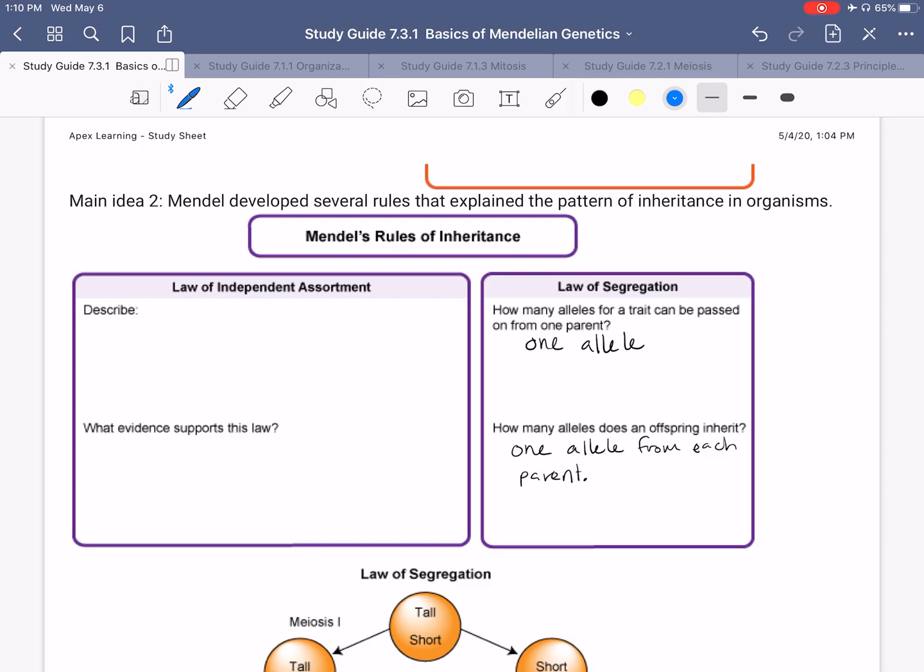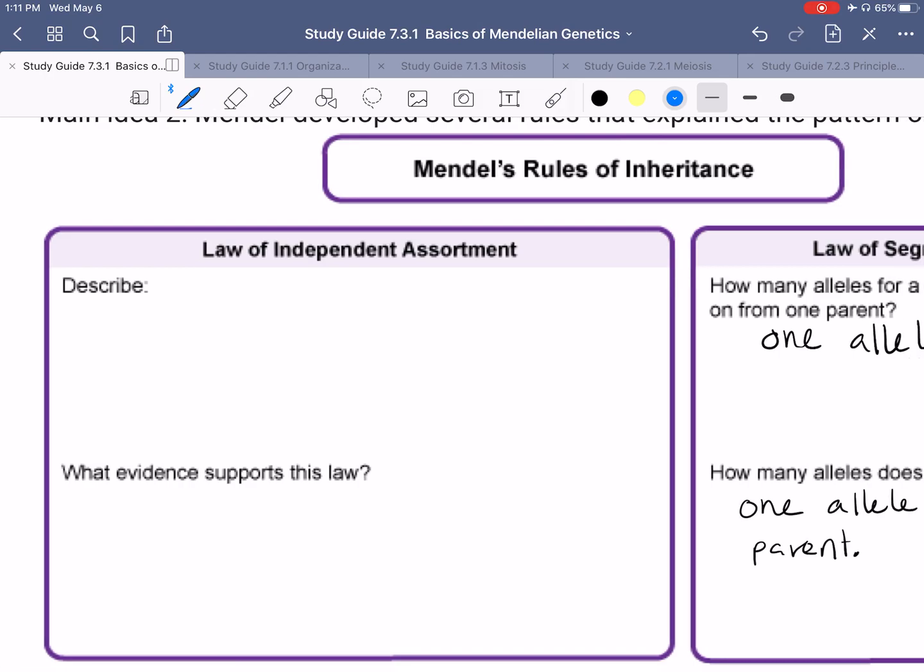So different traits are actually passed independently of one another. To find an answer to this question, Mendel conducted experiments called dihybrid crosses, in which he followed 2 traits. Mendel crossed a plant with round yellow seeds and one that had wrinkled green seeds. All of the offspring had the dominant traits, round yellow seeds. Mendel then crossed these plants and found that a plant that had yellow seeds was not more likely to have round seeds. In other words, the plant was just as likely to have yellow wrinkled seeds as it was to have yellow round seeds. Color and seed shape were passed independently, and this is known as the law of independent assortment. So we'll write that down here.